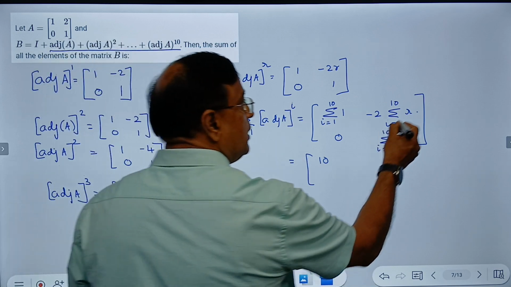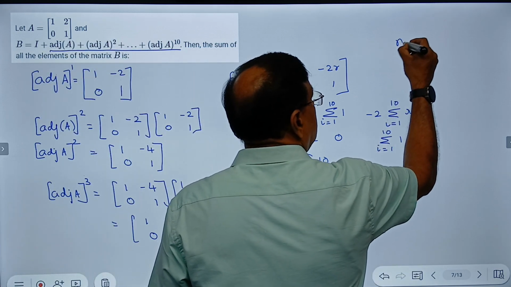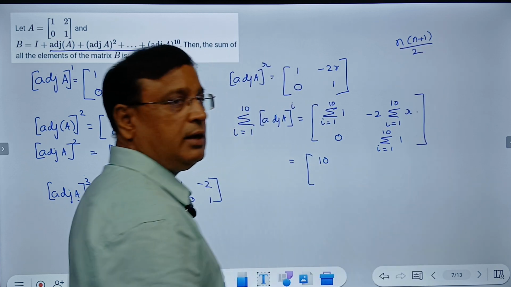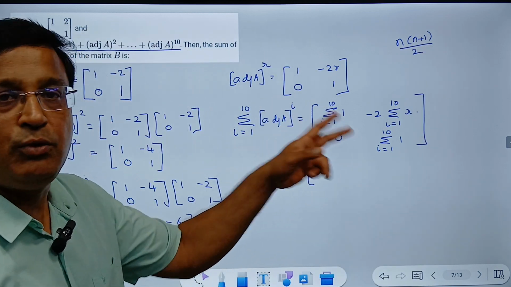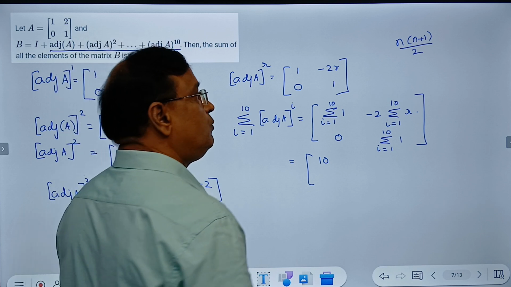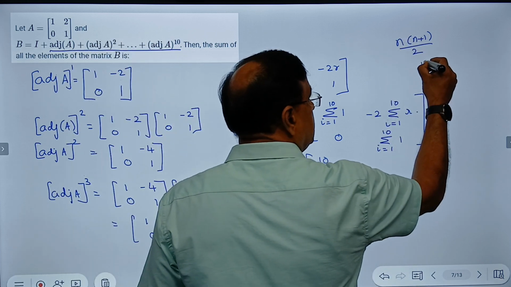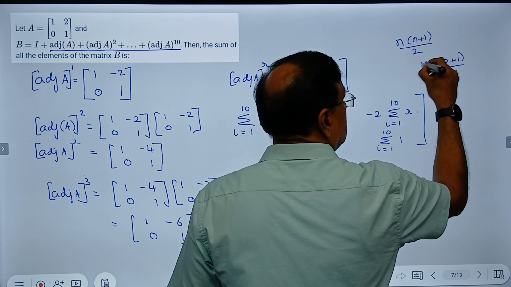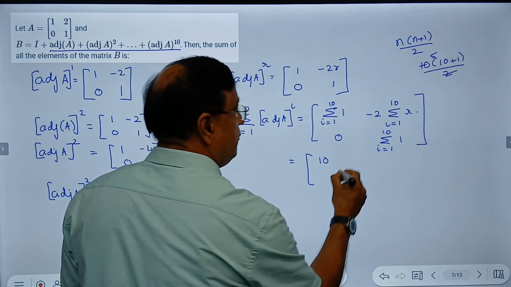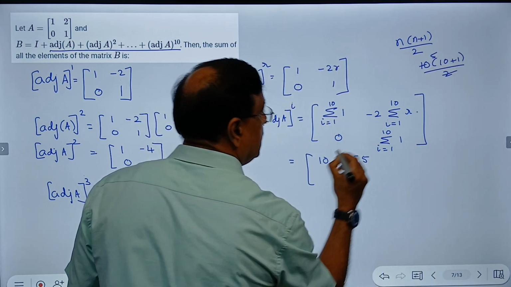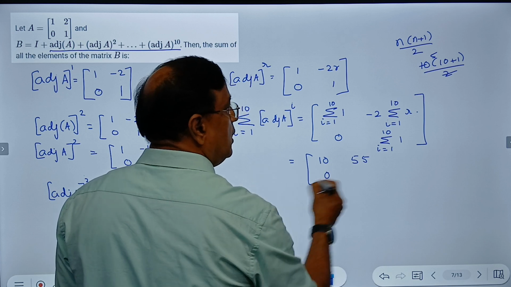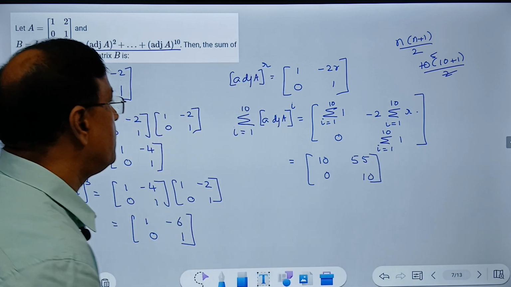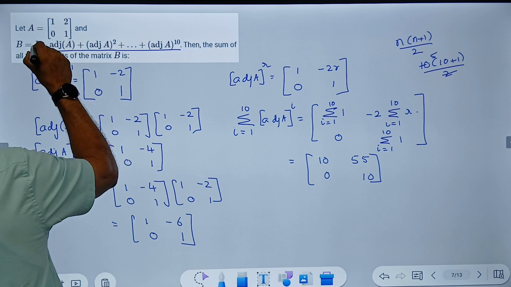Now what is the formula? Sum of n natural numbers, 1 plus 2 plus 3 up to n, is n into n plus 1 by 2. But here n is 10, so it will be 10 into 10 plus 1 by 2, so it will become 55, correct? This is 55, this is 0, and obviously this is 10, because you are adding 1 ten times. So that gives you this, but I want B.